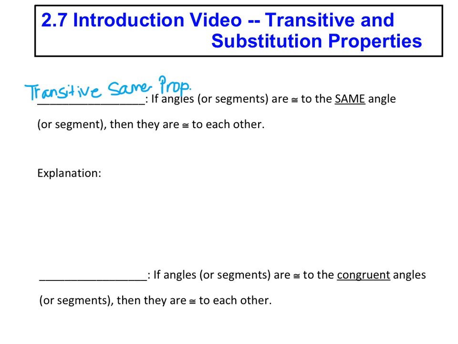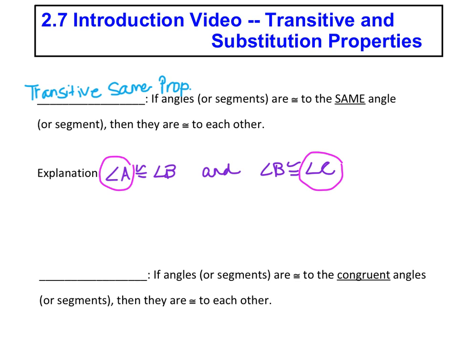So what that means is, let's say that you have angle A is congruent to angle B. Let's say that that's true, and it's true that angle B is congruent to angle C. Now, because both of these angles are congruent to angle B, then we can state that angle A is congruent to angle C.